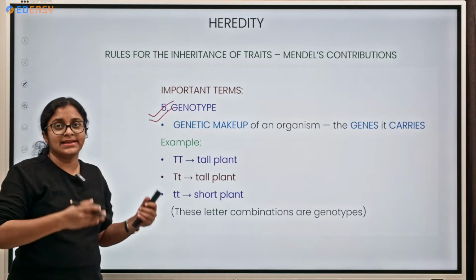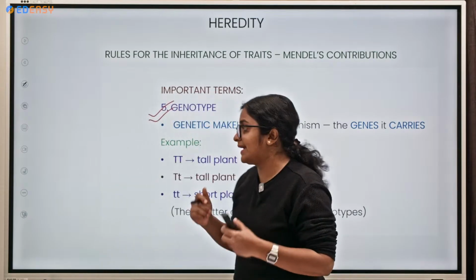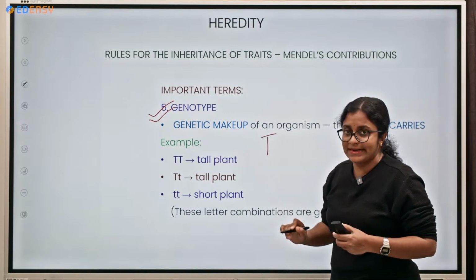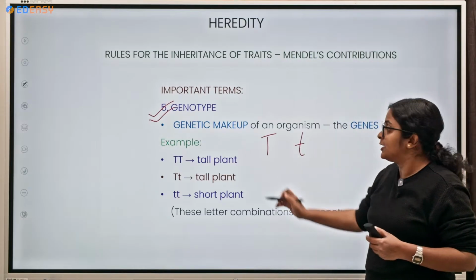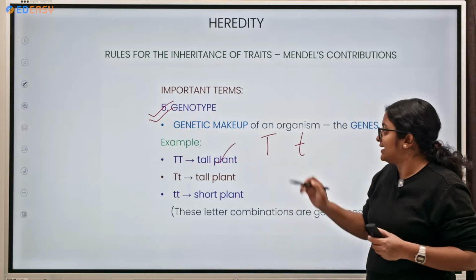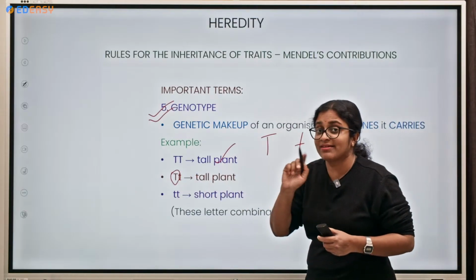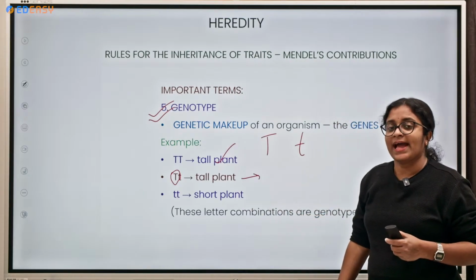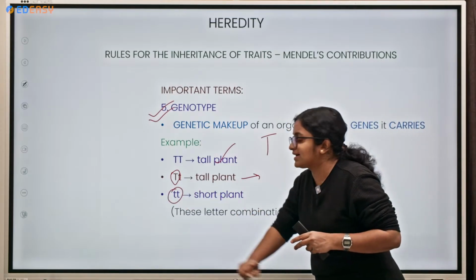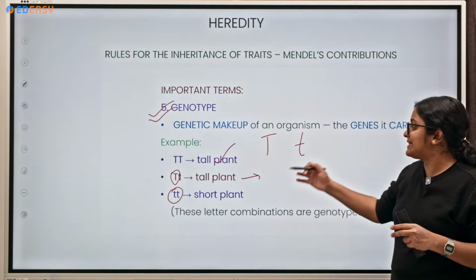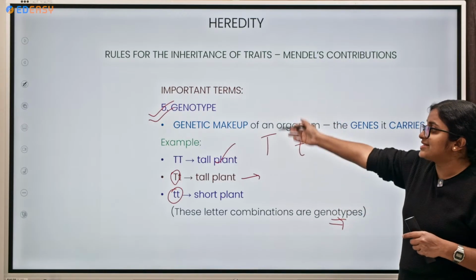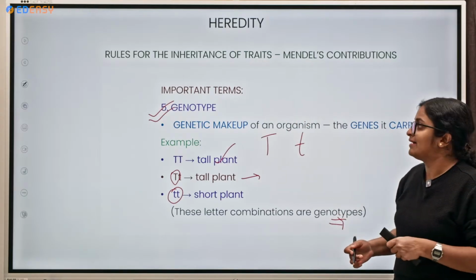Now, moving forward to the genotype. Genotype is the genetic makeup of an organism, the genes an organism is carrying. Just now I told you, the tall plants and the short plant. Capital T corresponds to the dominant trait, small t corresponds to the recessive trait. So capital T means the plant will be a tall plant. Capital T, small t means dominant trait is there, so the plant will be a tall plant only. And recessive shows its effect only when both the copies are present, so small t, small t corresponds to a short plant. These letter combinations are the genotypes, the genes the organism is carrying. Now moving on.